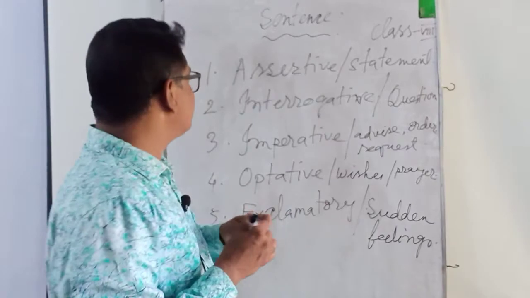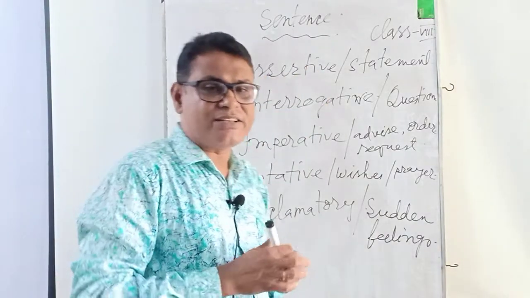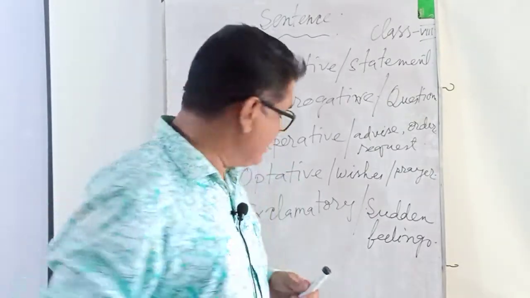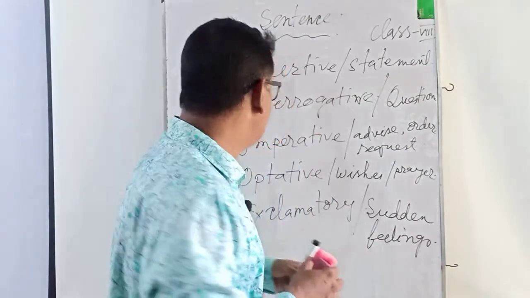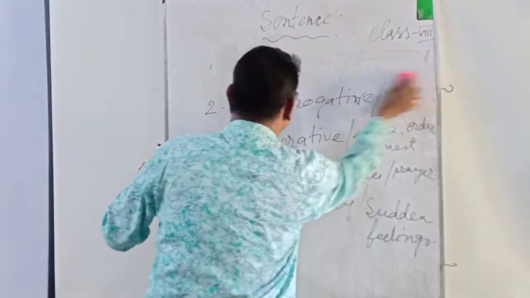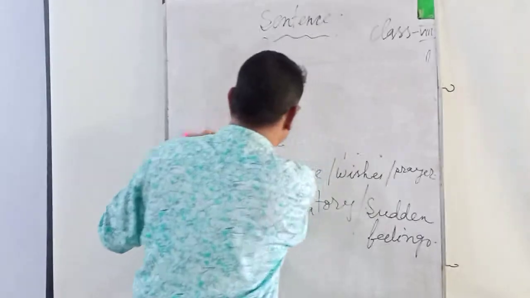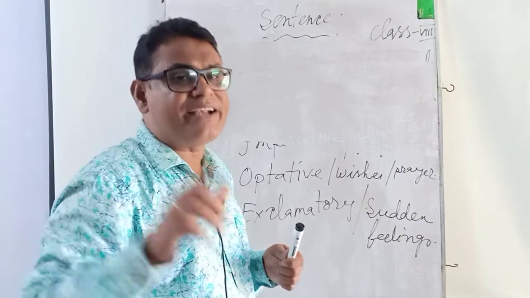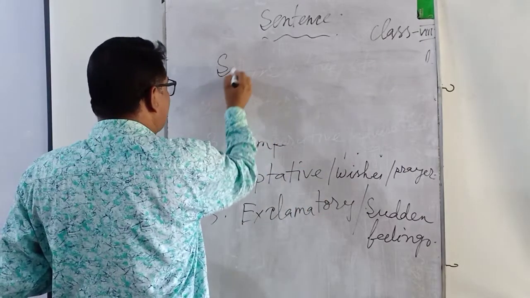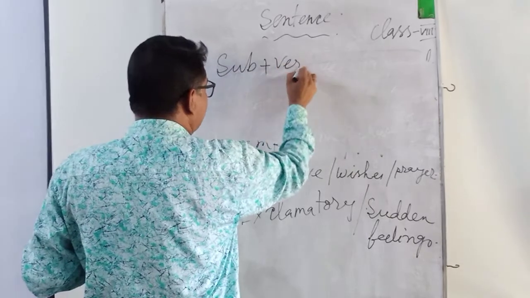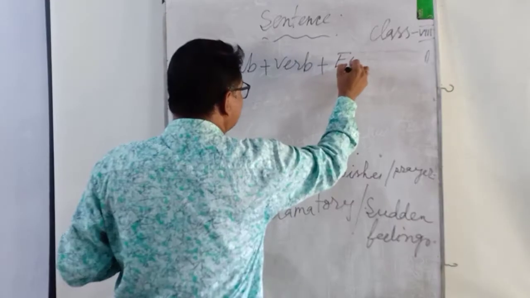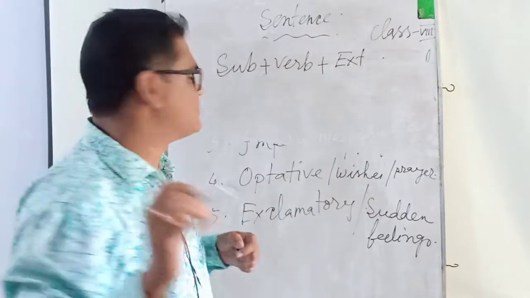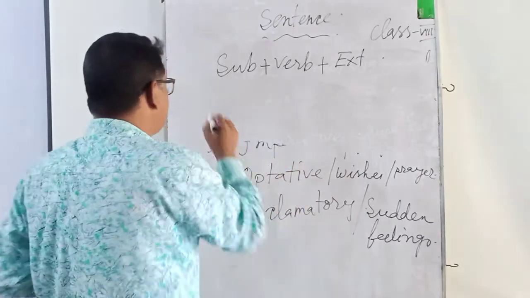Okay, assertive sentence. Which are the assertive sentences? We try to know according to the structure of the sentences. These assertive sentences are formed or structured in this way. Suppose when I form a sentence, first I will write subject, then verb, then extension. Last of all, there is a full stop. This is an assertive sentence.